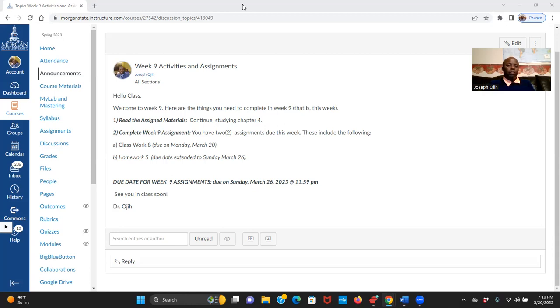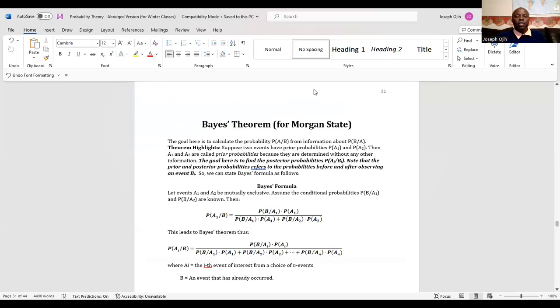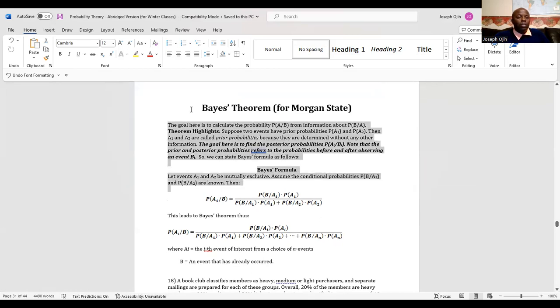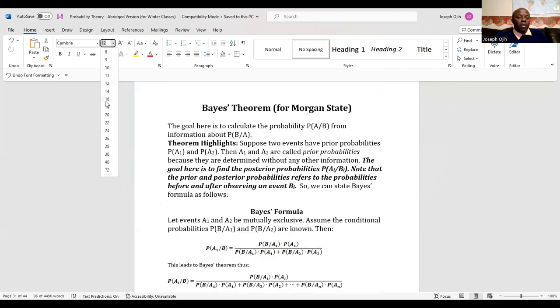Let us begin. So today we're finishing chapter 3. We have the last topic in that chapter, and it's called Bayes theorem. It depends, you can pronounce the name anyhow you like, so long as you get the point that I'm trying to make there.